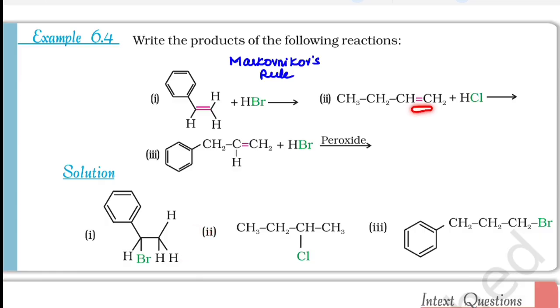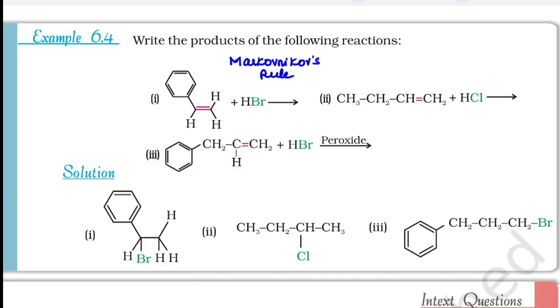Second, again you can see there is a double bond and HCl is there. So use Markovnikov's rule. Break the double bond and add hydrogen to the carbon containing more hydrogen atoms. So here you add to this carbon, and chlorine you add to this carbon. This is the product obtained. And here again there is a double bond and there is HBr. Whenever peroxide is there, it will be anti-Markovnikov's rule. If peroxide is absent, then it will be Markovnikov's rule. If peroxide is present, then you have to use anti-Markovnikov's rule.